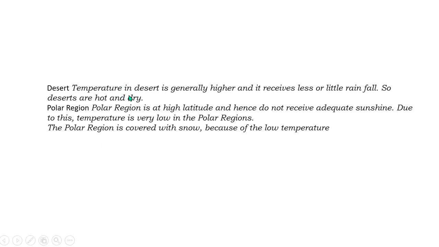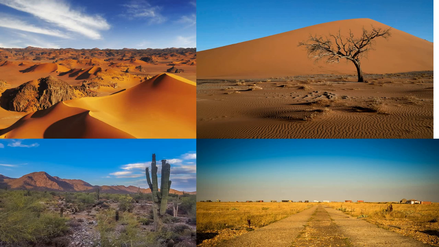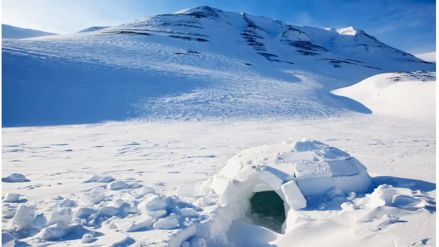Like deserts, where the temperature is higher and they receive only little rainfall or sometimes no rainfall. These deserts are hot and dry. Whereas polar regions are at high latitude, and so they do not receive adequate sunshine. Due to this, the temperature is very low in polar regions, and they are covered with snow. And this is the desert area, and plants and other living things adapt themselves to live in a particular region. And this is a polar region fully covered with snow.